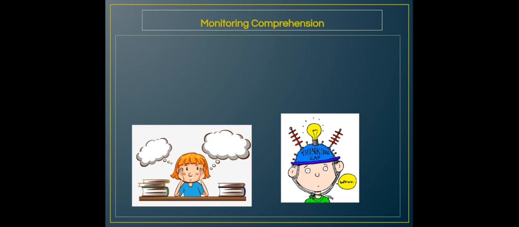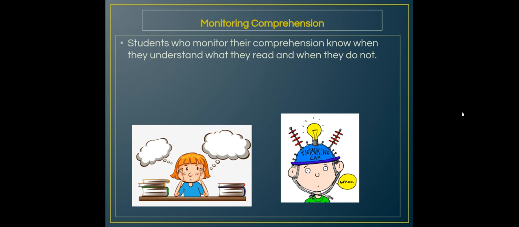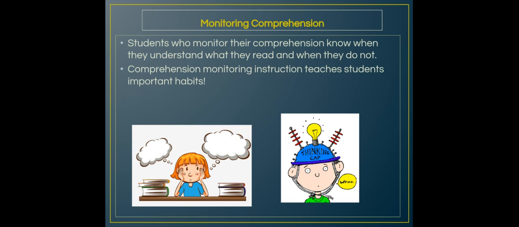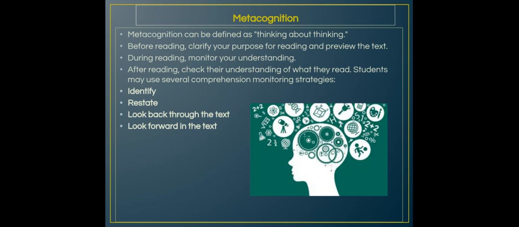All right, monitoring comprehension is where we're going to start. Students who monitor their comprehension know when they understand what they read, but they also know when they're not understanding what they're getting. And they have strategies to fix problems in their understanding as the problems arise. Comprehension monitoring instruction teaches students how to be aware of what they don't understand, to identify what they don't understand, and then to use appropriate strategies to resolve problems in comprehension.